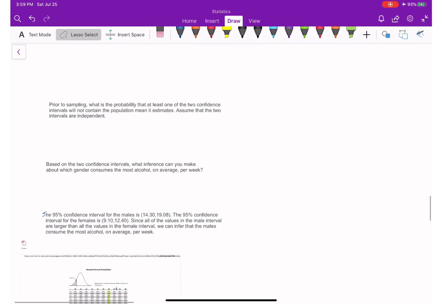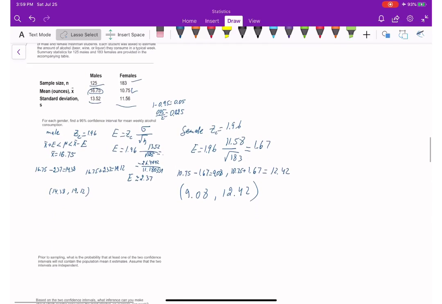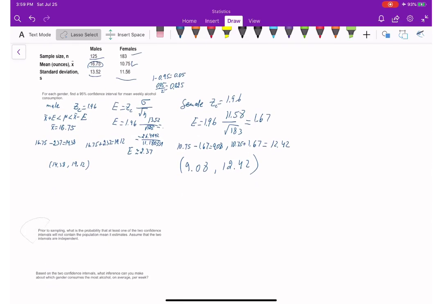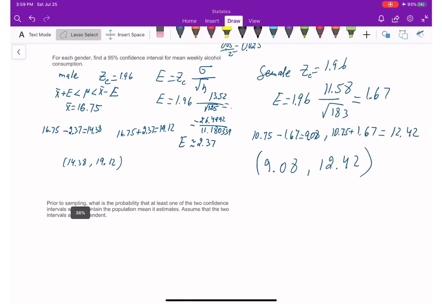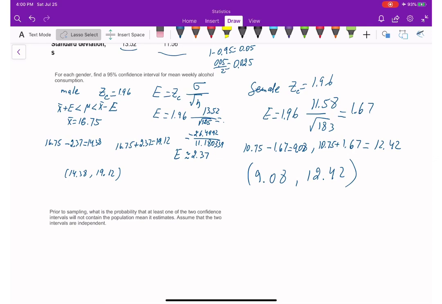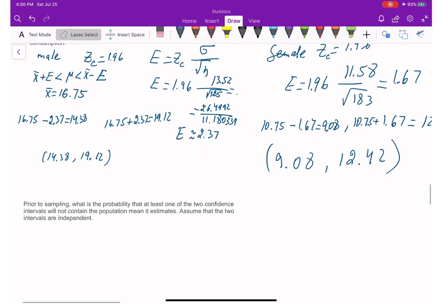Next. Oh, that belongs to the same question. Okay. We're continuing working with these questions. Prior to sampling, what is the probability that at least one of the two confidence intervals will not contain the population mean it estimates? Assume that the two intervals are independent.